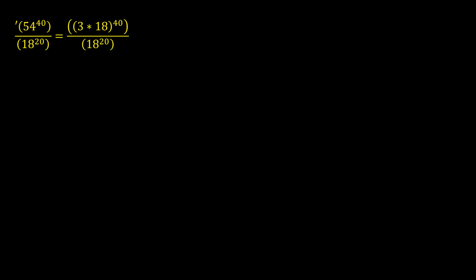First, we express 54 as 3 times 18, so we have 3 times 18 to the power of 40 divided by 18 to the power of 20. Next, distribute the power of 40 to both 3 and 18, giving us 3 to the power of 40 times 18 to the power of 40 divided by 18 to the power of 20.